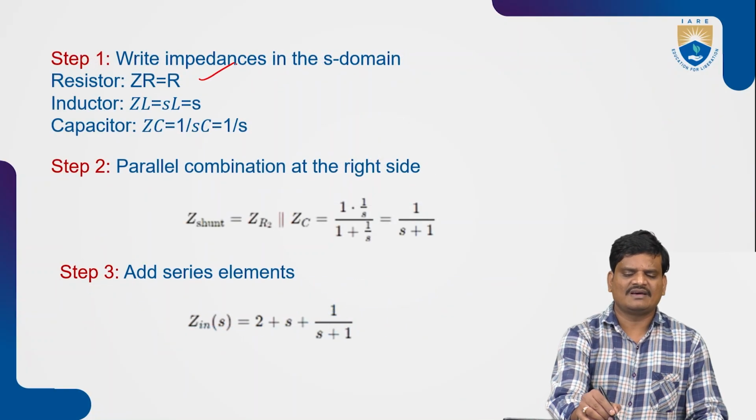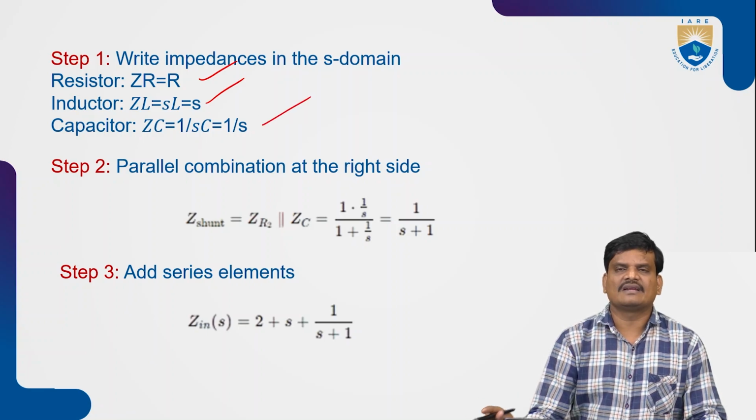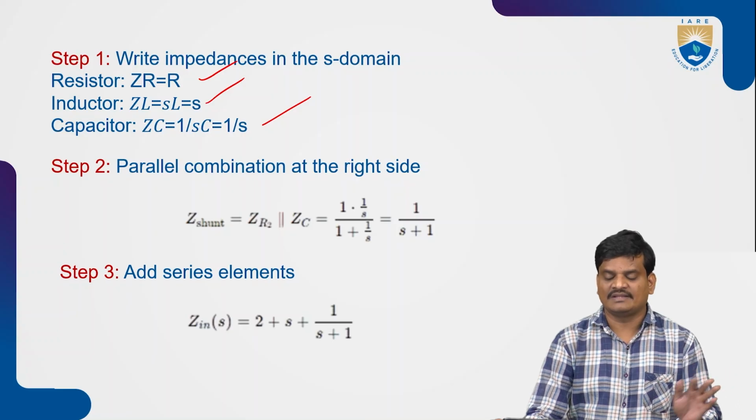The impedances in general are written as R for the resistor, s for the inductor, and 1 by s for the capacitor. So I am first trying to calculate the value of the parallel combination present on the right side.